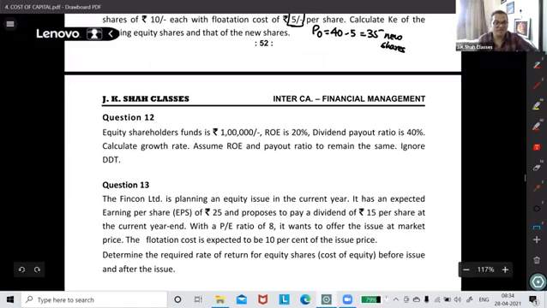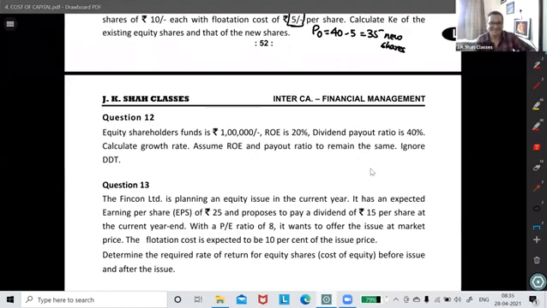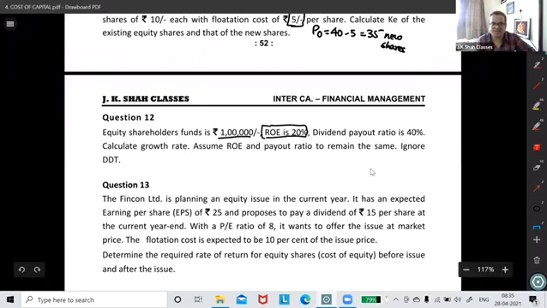Let's see question number 12. G calculated. Okay, let's read. Equity shareholder funds is 1 lakh. Returns on equity is 20%. Dividend payout is 40%. Calculate growth rate. Assume ROE and payout remain the same. Ignore DDT. Guys, I suggest you cancel this now. There is no DDT. DDT is gone.